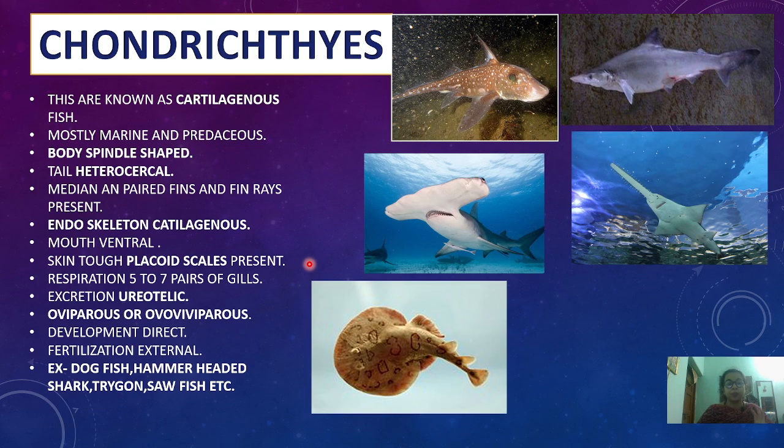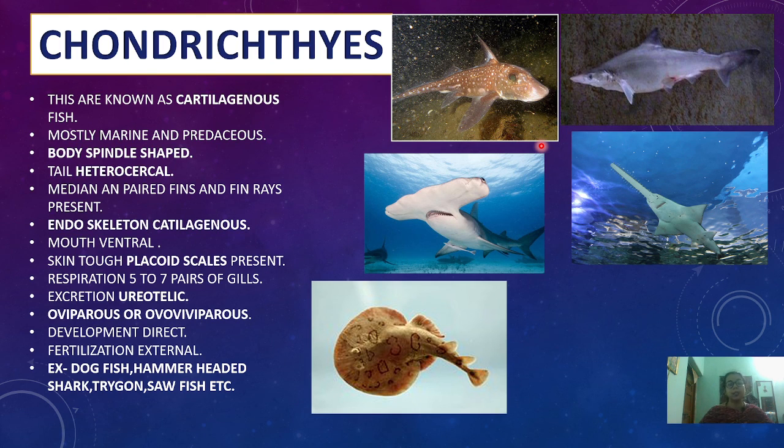Next, moving to the gills. They have 5 to 7 pairs of gills, and the excretion is ureotelic. What is ureotelic? They excrete urea as their excretory product. They are oviparous and ovoviviparous. Oviparous means they lay eggs, ovoviviparous means they give birth to young ones. Development is direct, no larval stage is found, and fertilization is external, that is, they release their eggs or sperm in the water.